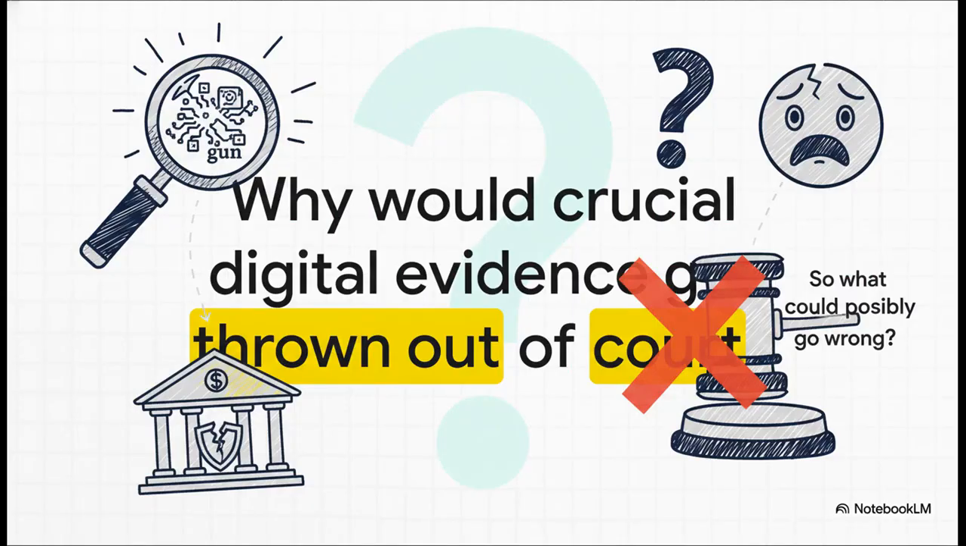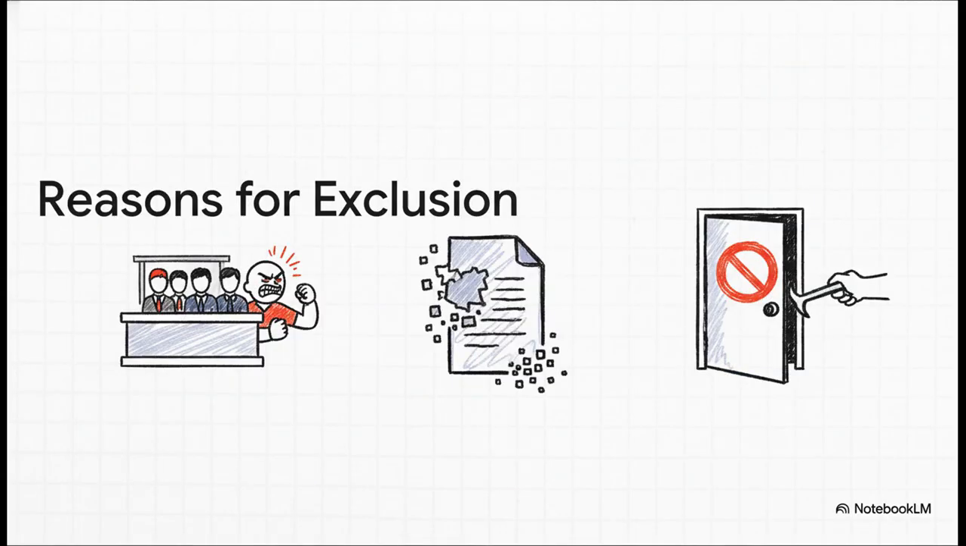Okay, so imagine this. A digital detective spends weeks, maybe months digging and finally finds the smoking gun, that one crucial piece of data. And then they get to court and the judge says, nope, inadmissible. It gets thrown out. It happens all the time. So what could possibly go wrong? Well, there are three main tripwires.